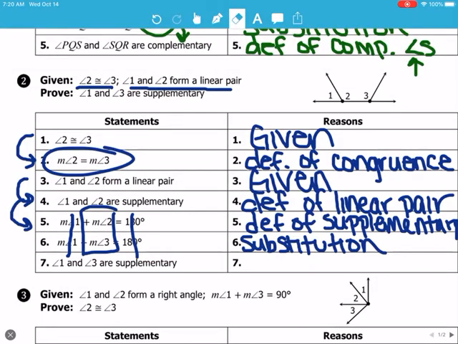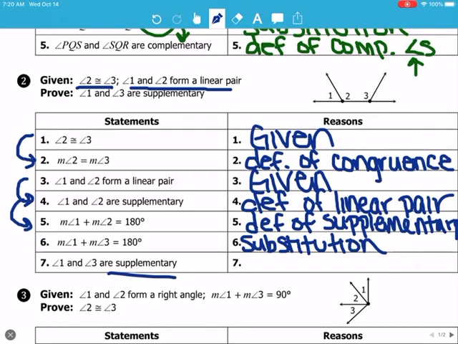Okay, I'm going to erase all my markups so we can see the proof. And lastly, if 1 and 3 add to make 180, that means they are supplementary. Again, I see a word, so I'm going to use the definition of supplementary as my reasoning. I can't fit my Y. Okay. Pause here if you need to keep writing. If not, I'm going to move on to proof number 3.